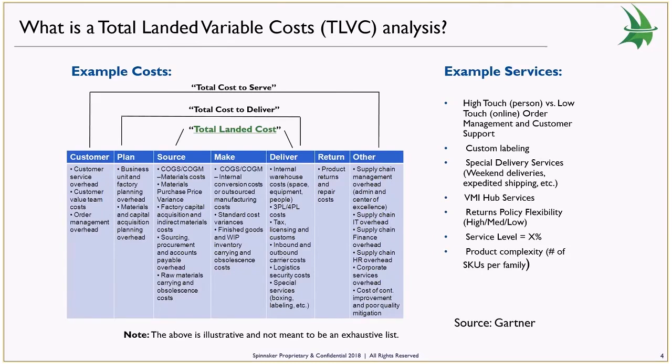So what is a total landed variable cost analysis? Well, it incorporates the landed variable costs, so source, make, deliver variable costs in a supply chain. It excludes, by definition here, the allocation of fixed costs, and it excludes other things like returns or CSR management or other corporate overhead.